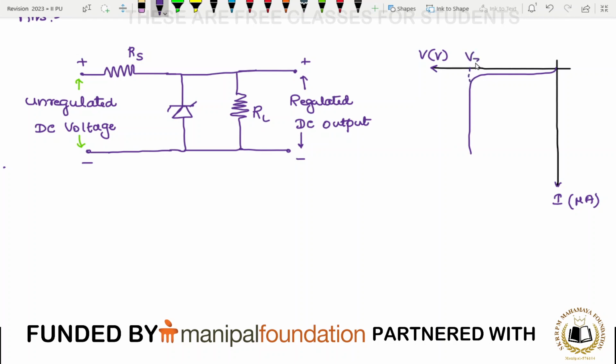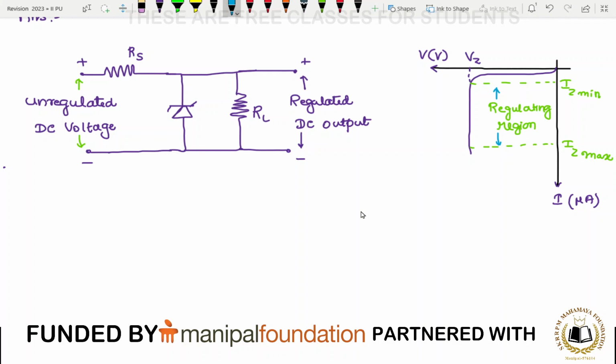This is the breakdown voltage. We call it VZ. So I'll extend this line somewhere here. This I call IZ minimum. And somewhere here I call it IZ maximum. This is the regulating region.